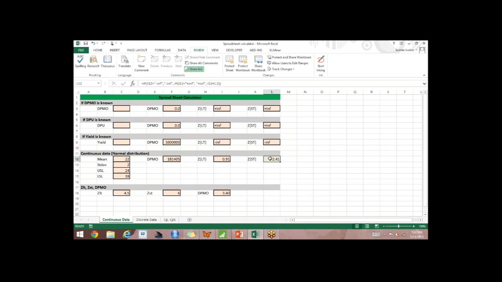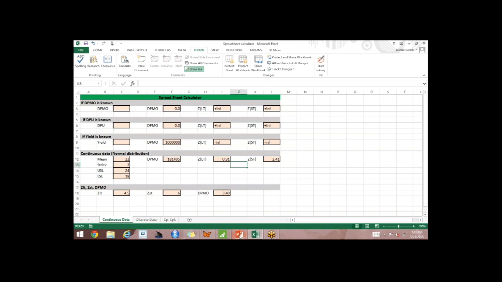If I add 1.5 sigma to that, I would get Z short term. Let me highlight this. Here is a formula on how to calculate DPMO and how the values of Z are getting calculated. Just in case you're interested, look at this formula. So these are the values. This is how you calculate.